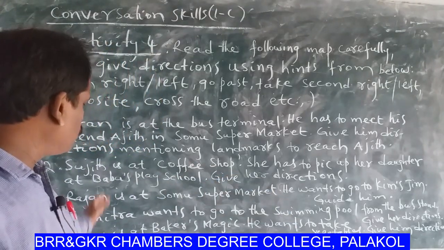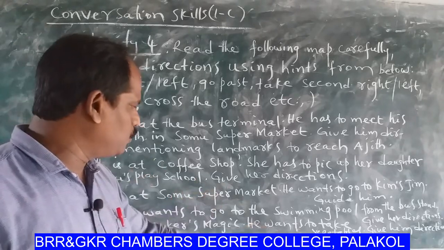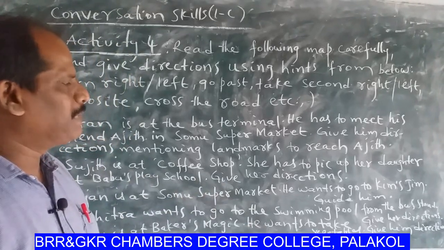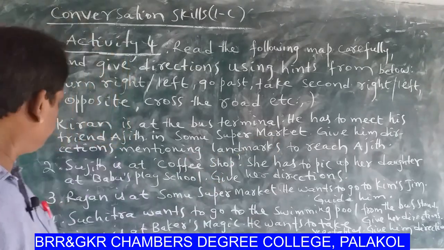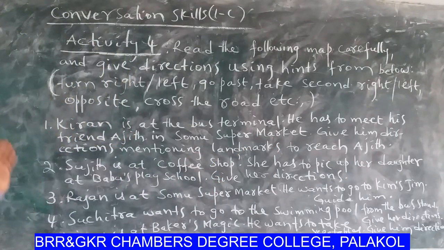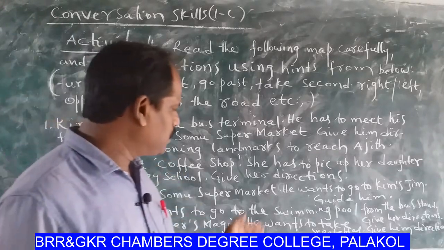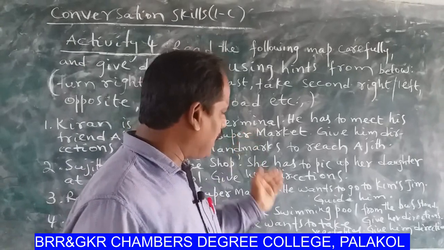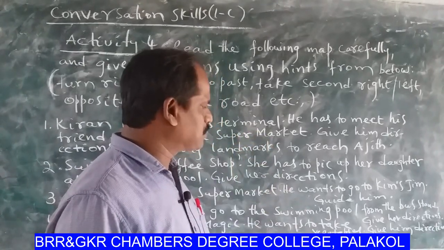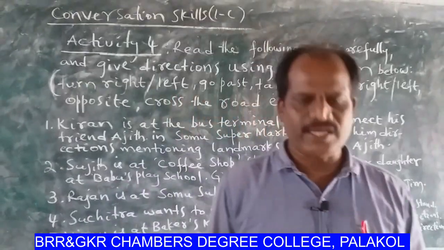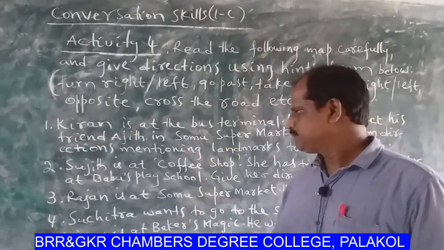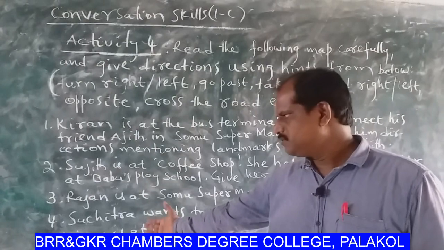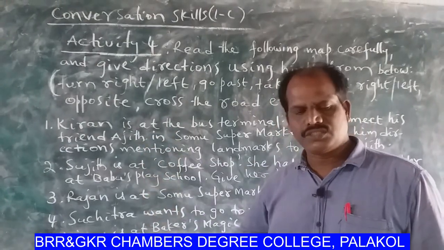Fourth one, Suchitra wants to go to the swimming pool from the bus stand. Give her directions. Fifth one, Vinay is at Baker's Magic. He wants to take vegetables. Give him directions. So, students, please write the answers for the remaining questions.